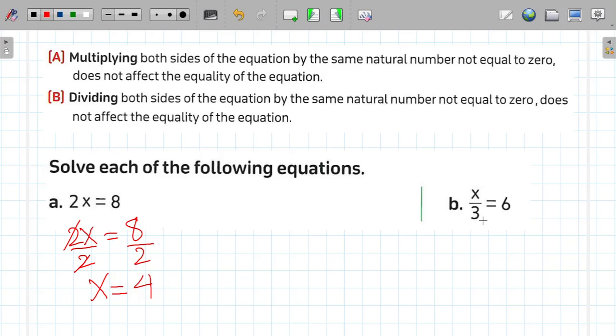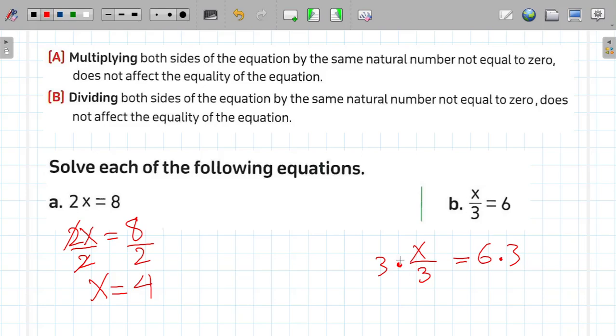Okay, the next one here, I have x divided by 3 equals 6. So I will multiply both sides by 3 to cancel the 3 from the denominator here. Okay, so I will say x divided by 3, times 3. I can write it like this, with a dot and 3, and here I will write just a dot like this.